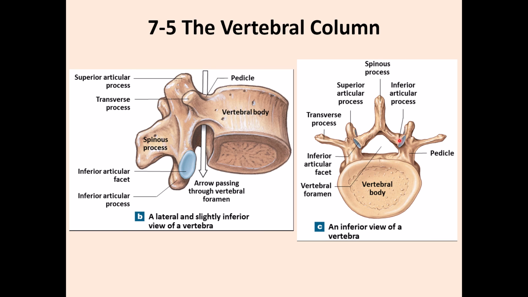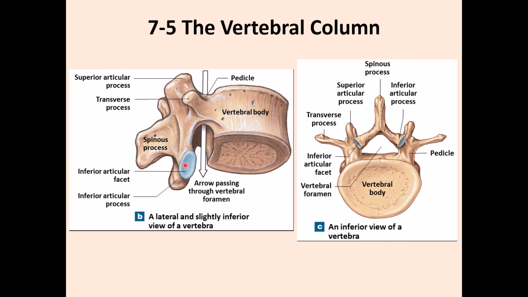You have the superior and inferior processes. It's difficult to see the superior one here, but you can see the superior one and the inferior one here. And you can also see the spinous process. The transverse ones are two, the superior and inferior are two, but the spinous process is just one.